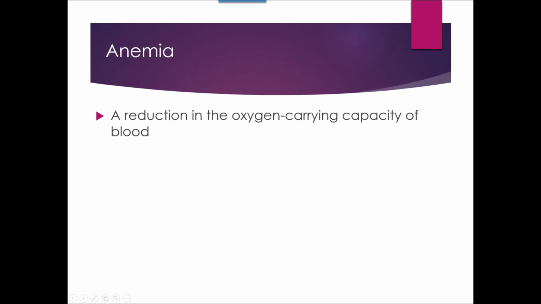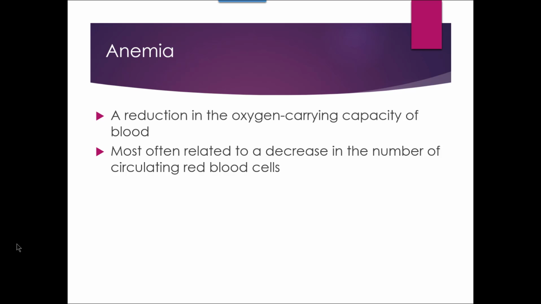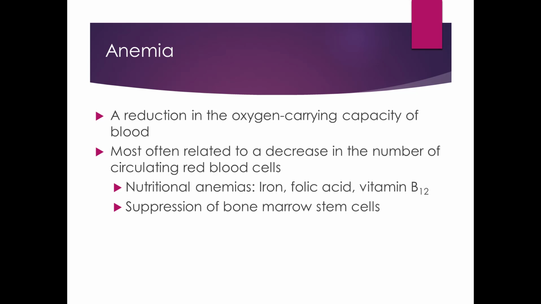So what really is anemia? It's a reduction in the oxygen carrying capacity of our blood. And often it's related to a decrease in the number of circulating red blood cells. So when we say anemia, that's what we're talking about. But it can come as a result of a few different things. It can come as a result of a nutritional deficiency, where someone's lacking the essential components to form red blood cells. Or it could even come from a suppression of the bone marrow stem cells.